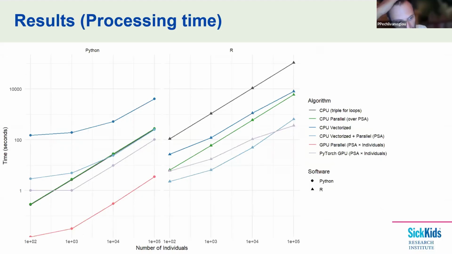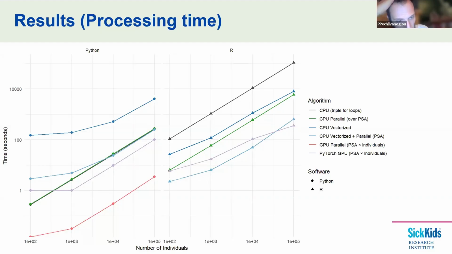Here's the main, or the most interesting, result. Basically, on the left-hand side, you have Python. On the right-hand side, you have R. You can see that if you use Python and you use the trick to convert Python with Numba, your implementation is going to be much faster. It took about 9 seconds to run 1,000 PSAs with 100,000 individuals with a Numba conversion on the GPU.